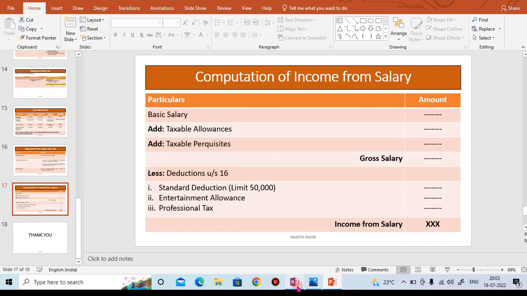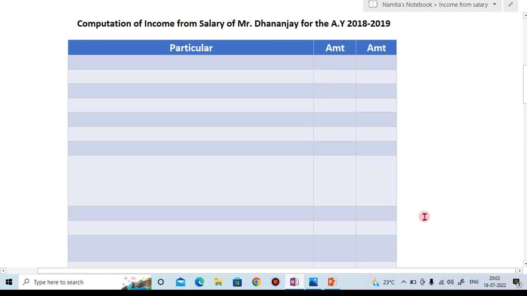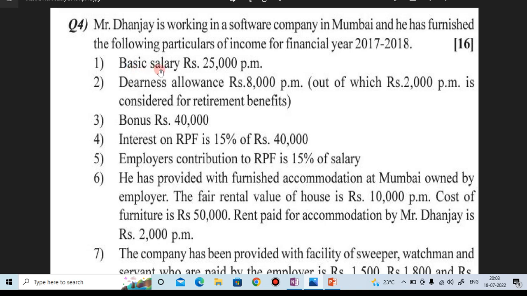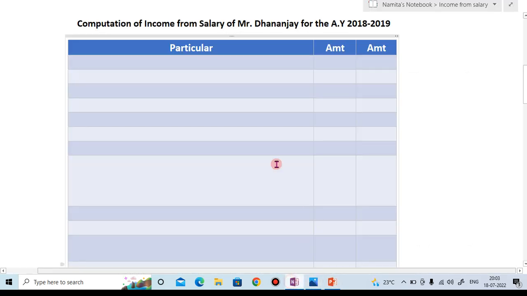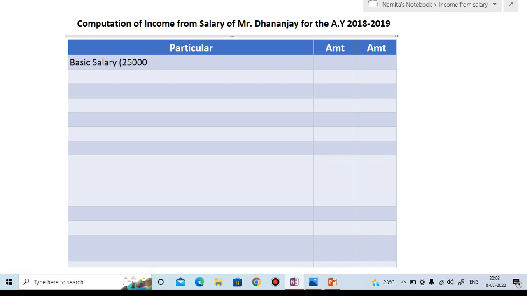As per this format we are going to compute the taxable income from salary of Mr. Dhananjay. First thing is basic salary. Mr. Dhananjay's basic salary is rupees 25,000 per month. PM means per month. How much is the basic salary? 25,000 per month. In one year there are 12 months, so multiply it by 12. Write in the outer column: 25,000 multiplied by 12, 3 lakh rupees.